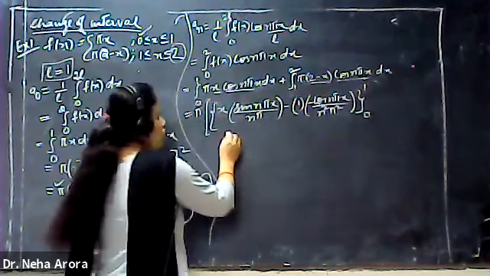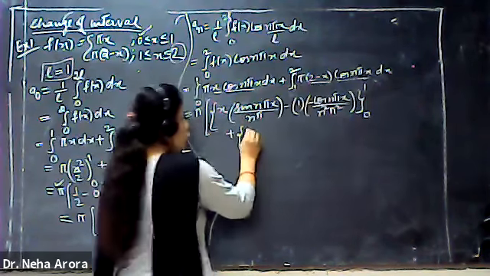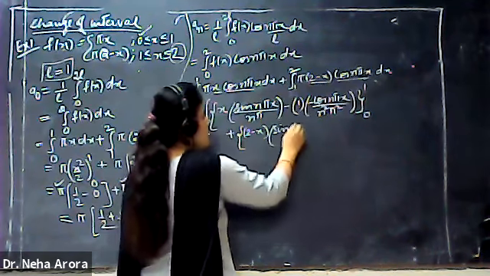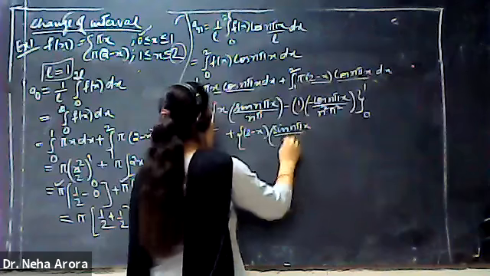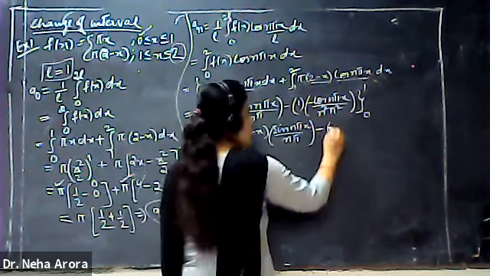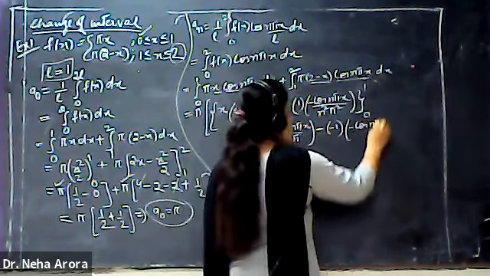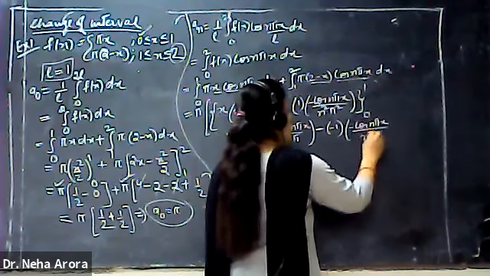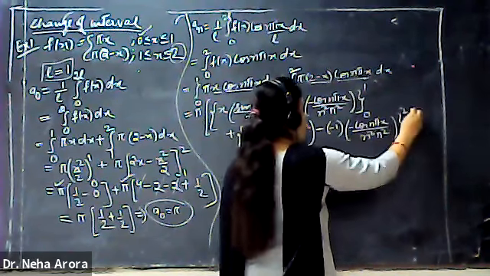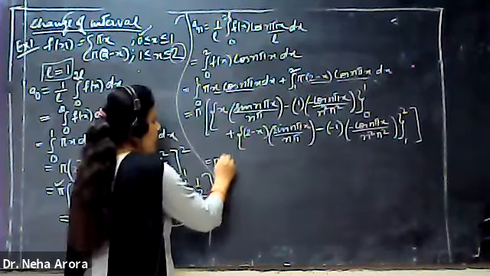Right? Now let us start with the second integration. The function is 2 − x, and we keep 2 − x as it is. Integration of cos is sin(nπx) upon nπ. Then minus, derivative of 2 − x is −1, and integration of sine is minus cos(nπx) upon n²π². And here the limit is from 1 to 2. Square bracket closed.